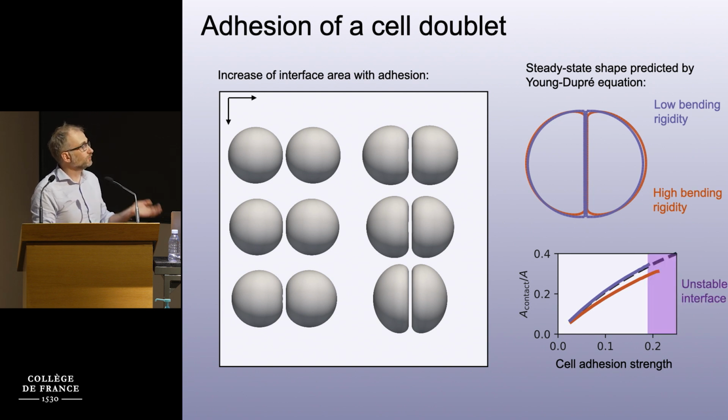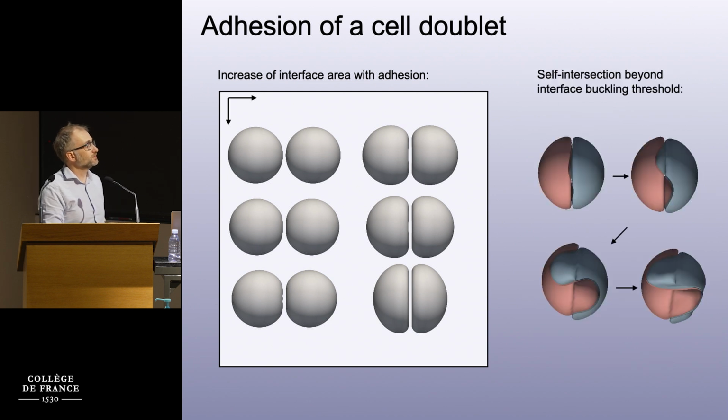So, okay, the other prediction of the analytical theory is that if the adhesion energy at the interface becomes too high, its effective tension becomes negative, and it becomes energetically favorable to increase its area, which means that it's not flat anymore, it's unstable. And this is indeed what we see in the simulation.